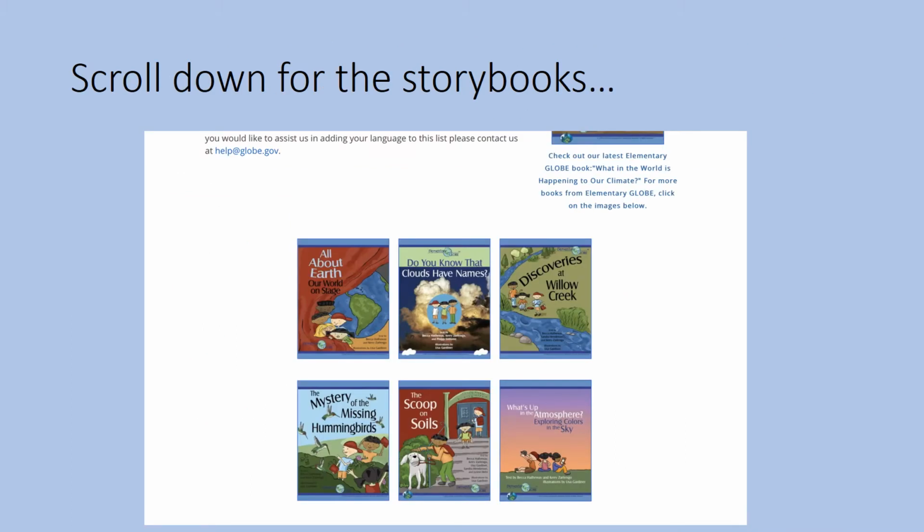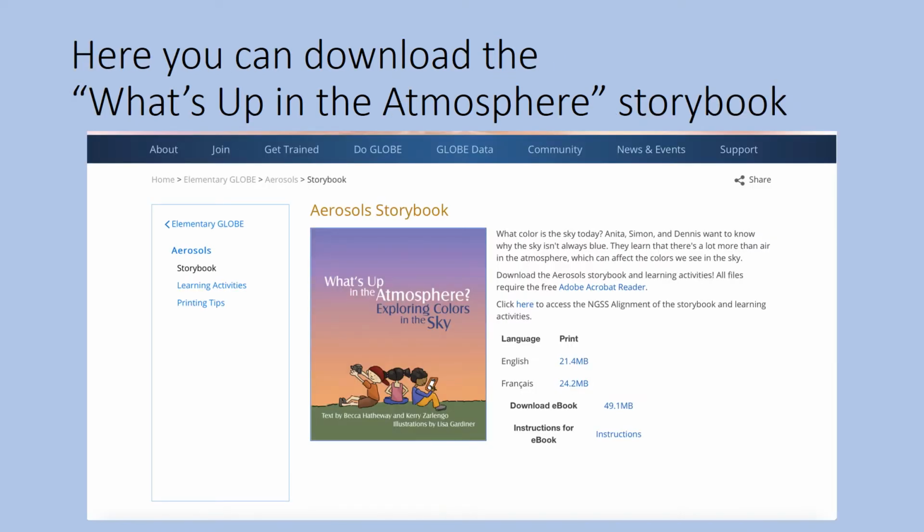And if you scroll down on that same page, you'll see the icons for all the different storybooks for Elementary GLOBE. The one on the bottom right is the What's Up in the Atmosphere storybook. And after you click on that, you can download it for printing. You could also download the ebook, and there's instructions there as well for the ebook. On the left hand, you'll see there's a learning activities link, and that's where we'll go next.